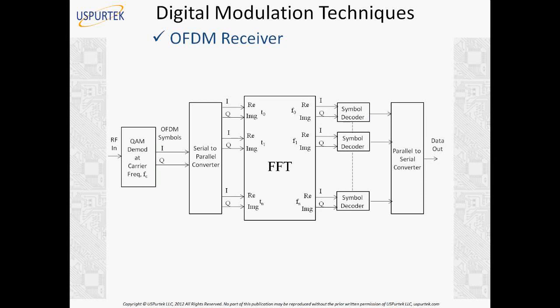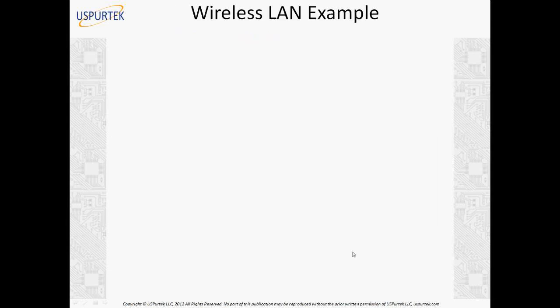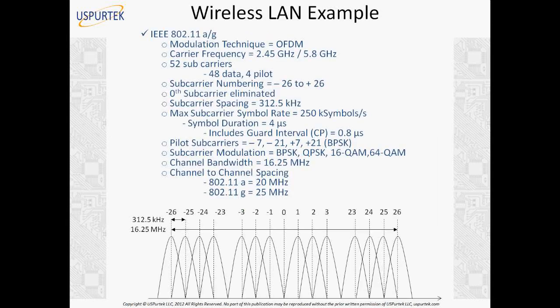Just taking a real world example here. Now, wireless LAN example. So these are the specifications for the standard 802.11a/g. The modulation technique used is OFDM. Carrier frequency is 2.45 gigahertz or 5.8 gigahertz. There are 52 subcarriers here. We use 48 for data and 4 are pilot carriers. Subcarrier numbering is like this: -26, there is a center carrier here, 0, and 26. And the 0th subcarrier is not used.